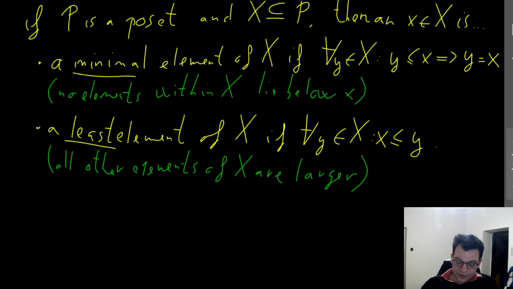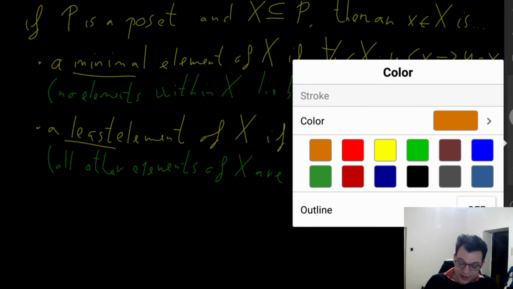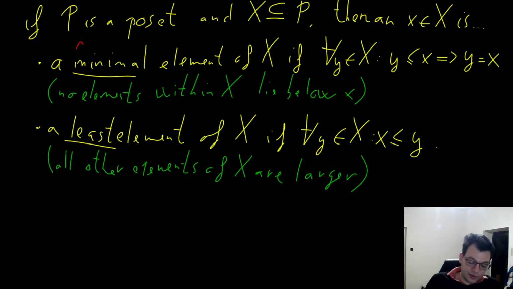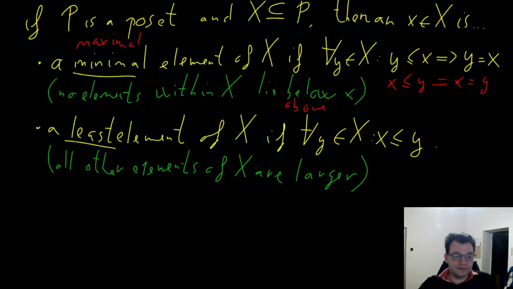Now we are not only talking about minimal elements and least elements, but there is a dual notion of maximal elements and greatest elements. So let's just modify these. A maximal element of X means that if x is smaller than y, then they are the same. But this is again the same: no elements within X lie above x. Right? So it's just the same thing, just upside down, rotated.